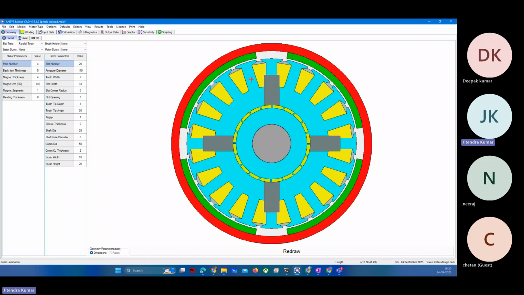So those 4 poles must link their flux to the stator coils, right? This blue portion is nothing but your rotor core, or armature core, you better say. And this field core, you can say, is in red color. And these yellow sections are nothing but the armature windings.